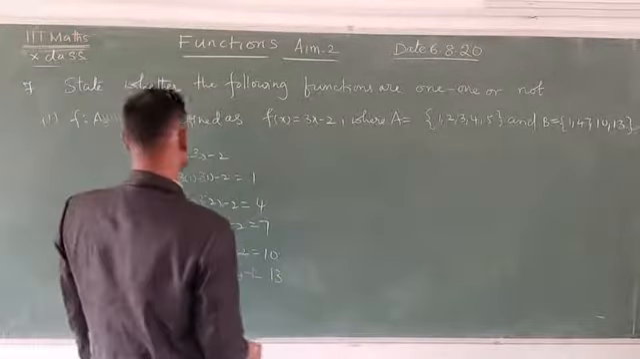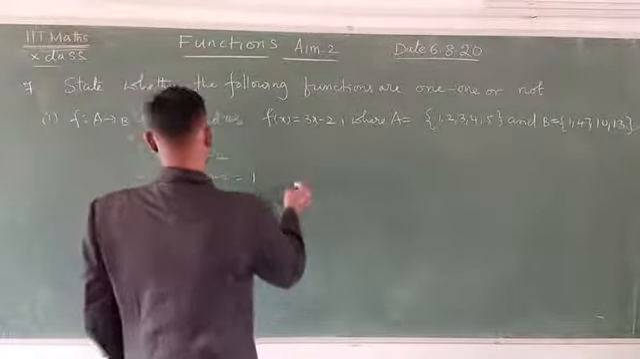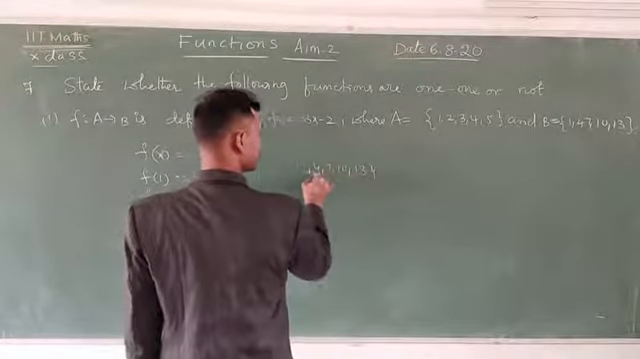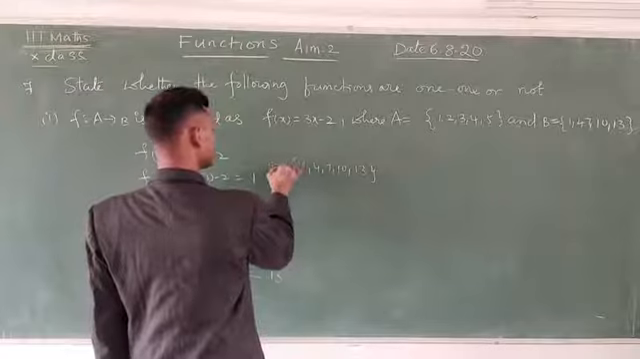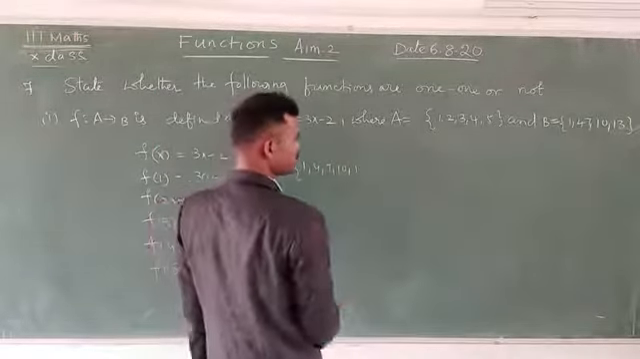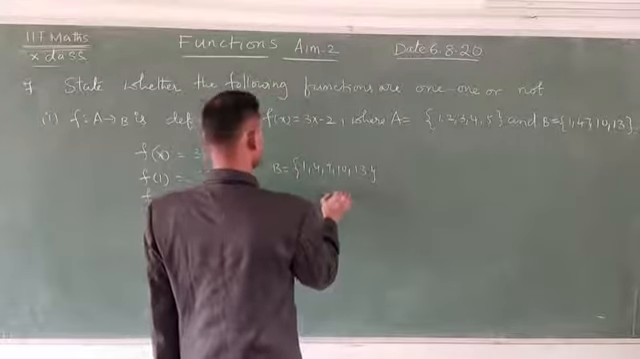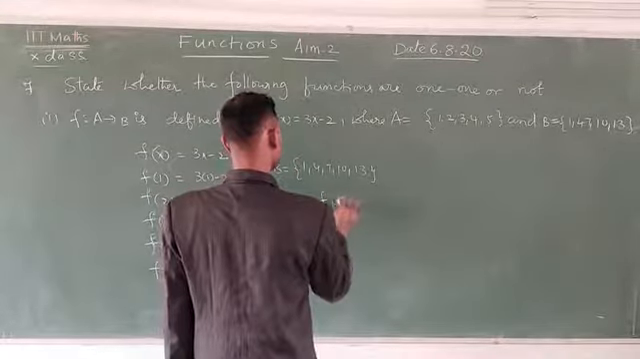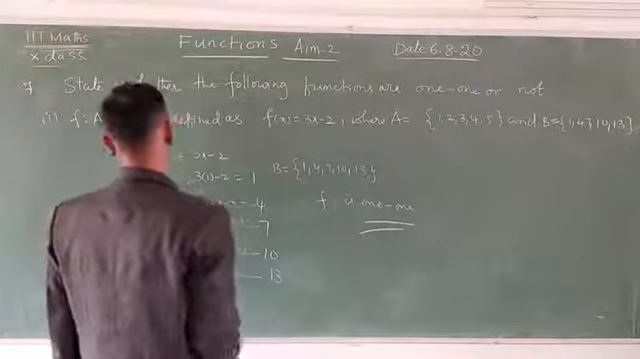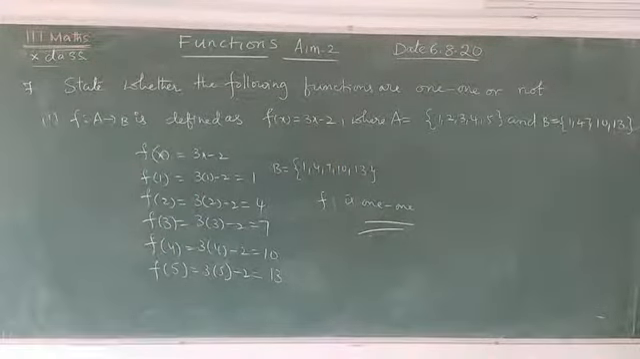See here now, 1, 4, 7, 10, 13, all elements belong to set B. That's why here different elements have different images. Therefore f is a one-one function. Like this, one more problem I will give. Do this one.